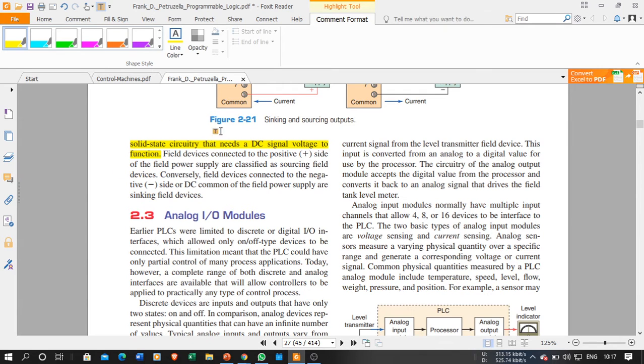Okay, so inside this circuitry there is a solid state circuitry, and this solid state circuit requires the DC signal voltage for the functioning purpose. Field devices connected to the positive of the supply side are classified as sourcing field devices.